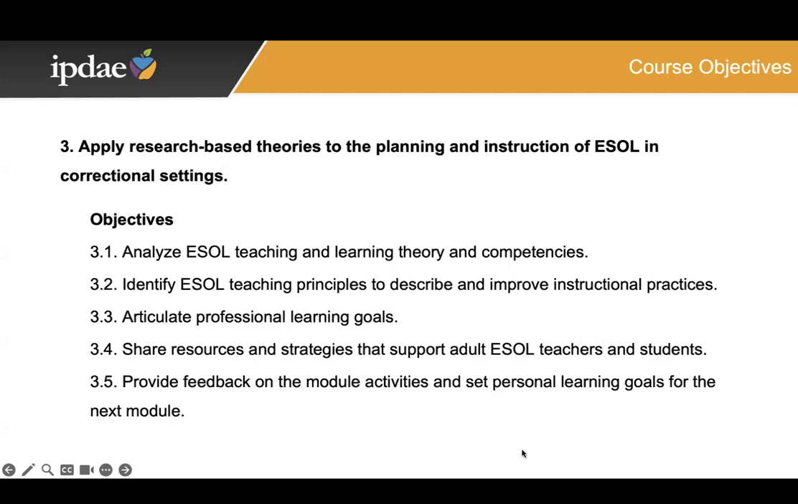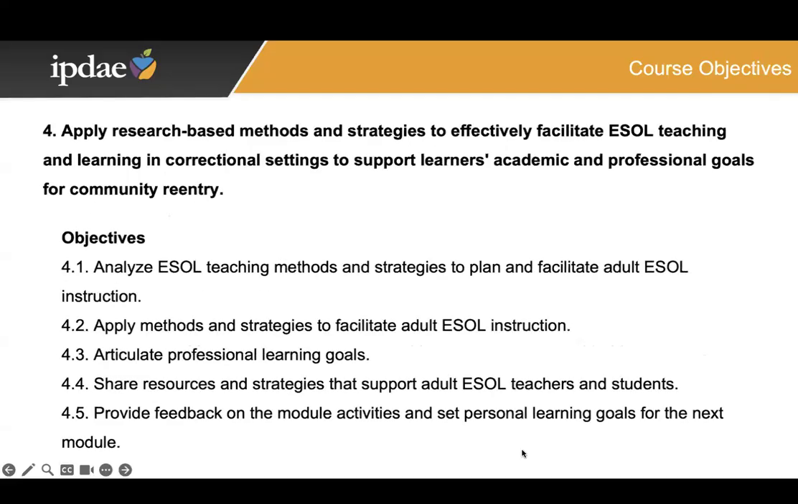So again, this is all super important to understand as we are starting to get in the course now of analyzing these different learning theories and competencies, how they're applied in the classroom, and how they inform our teaching approaches, which we'll see in the next objective. So apply research-based methods and strategies to effectively facilitate ESOL teaching and learning in correctional settings to support learners' academic and professional goals for community reentry.